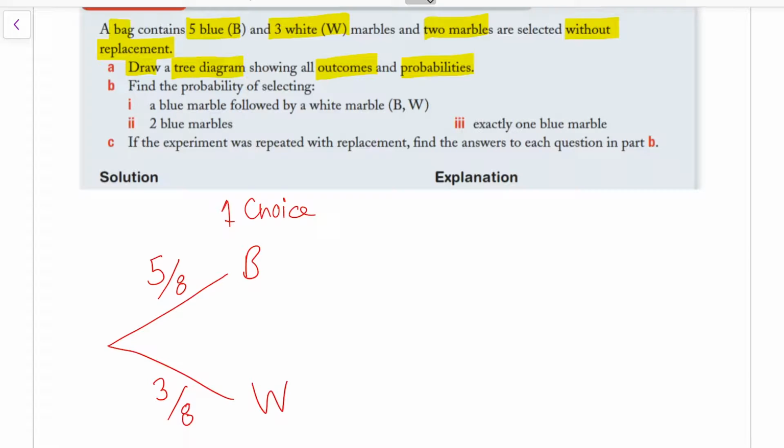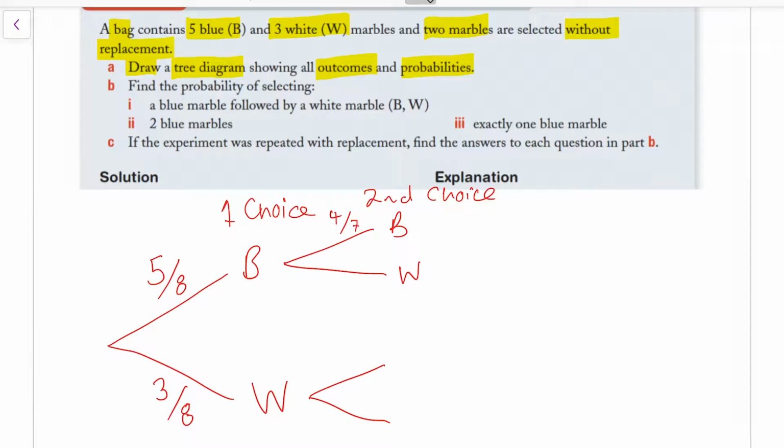Okay. Now I'm moving on to selection number 2, where I still have blue and white marbles for selection 2. So for my second choice. However, I've now removed a blue marble in the first selection. So that means now there's only 4 blue marbles left. And I've removed one. So now it's 4 over 7.